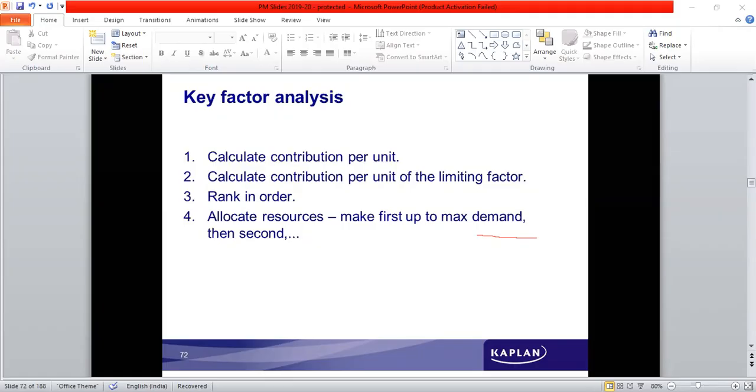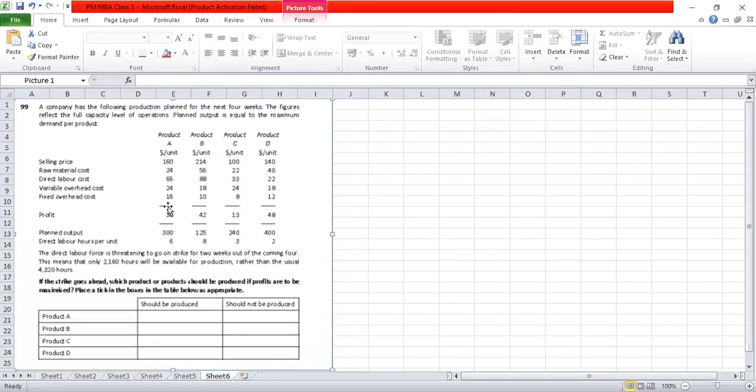I'll just get the question. 1 second. Do you see the Excel sheet here? For question number 99. Yes, we can.